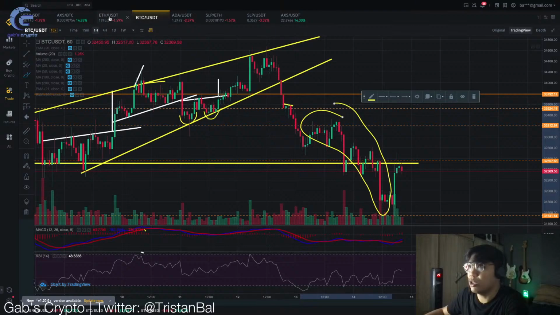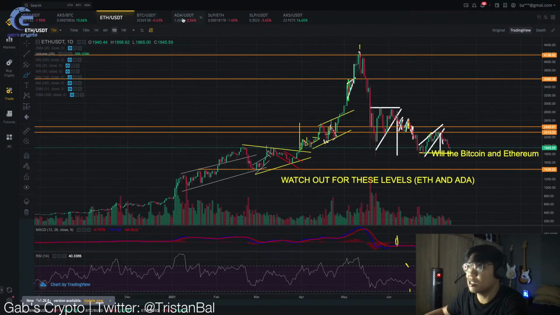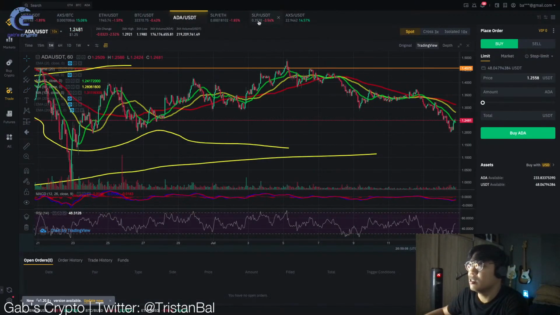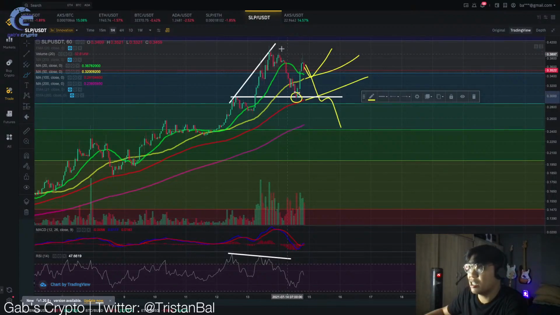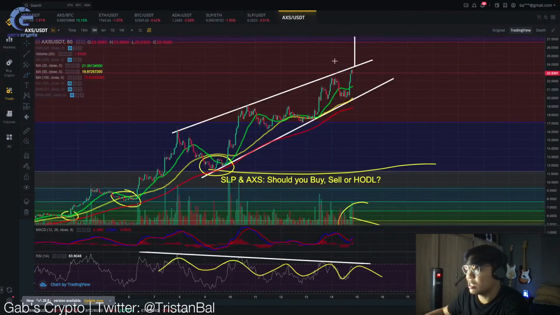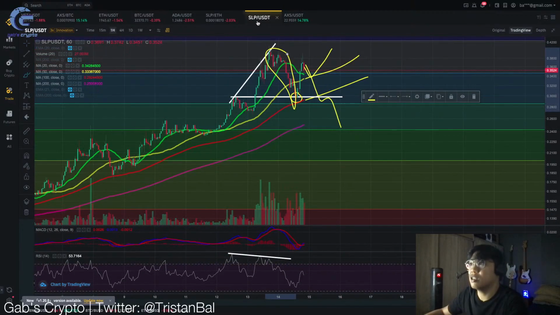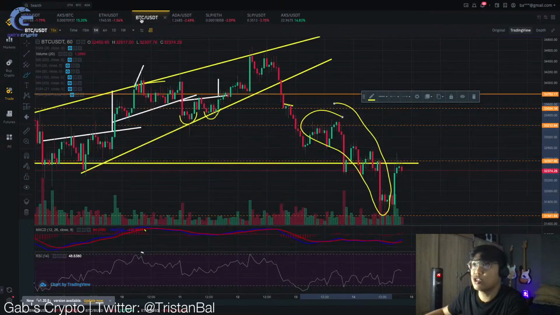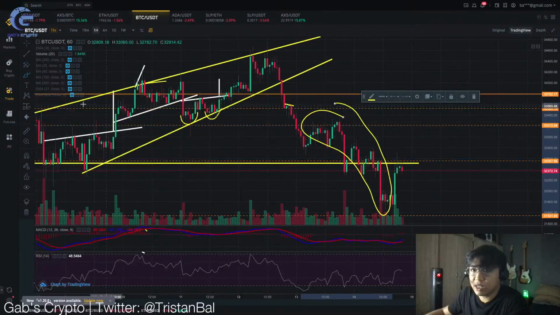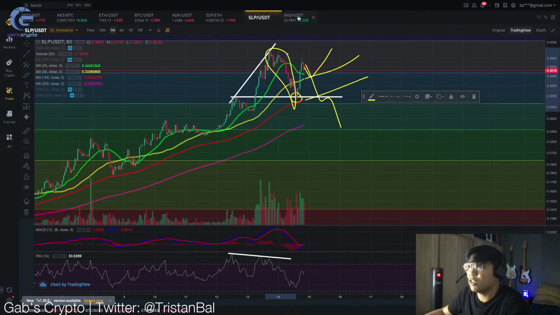So, makita mo na bumagsak si Ethereum, bumagsak si Cardano, lahat bumagsak. Pati din si SLP bumagsak. Pati si Axie Infinity token bumagsak din. So you need to understand na before entering into SLP or Axie Infinity token, you need to look first at the Bitcoin price action. As long as Bitcoin is not dumping, as long as nagko-consolidate siya at nagpa-pump, this would help SLP and Axie Infinity token to go up. And paano ba natin malalaman yun?